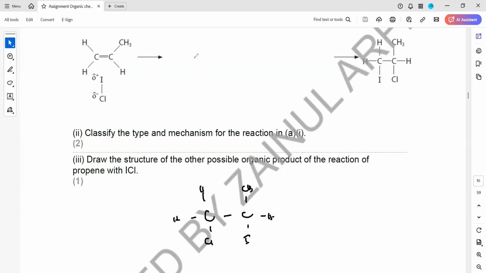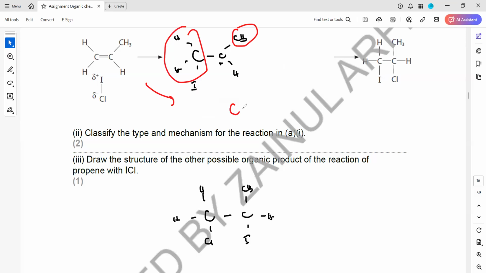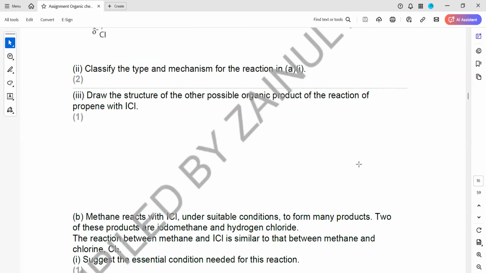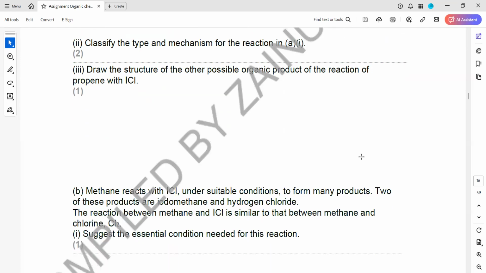Why will it be a minor product? Because when it was forming a carbocation in this way, this was a carbocation and iodine attached here. This carbocation is surrounded by two alkyl groups. So if I draw a carbocation here for the formation of this new product, the carbocation will be surrounded by one alkyl group. One alkyl group is less stable than two. So this will be a product, but that will be a minor product. The major product will be when iodine is attached to the carbon on the left-hand side.